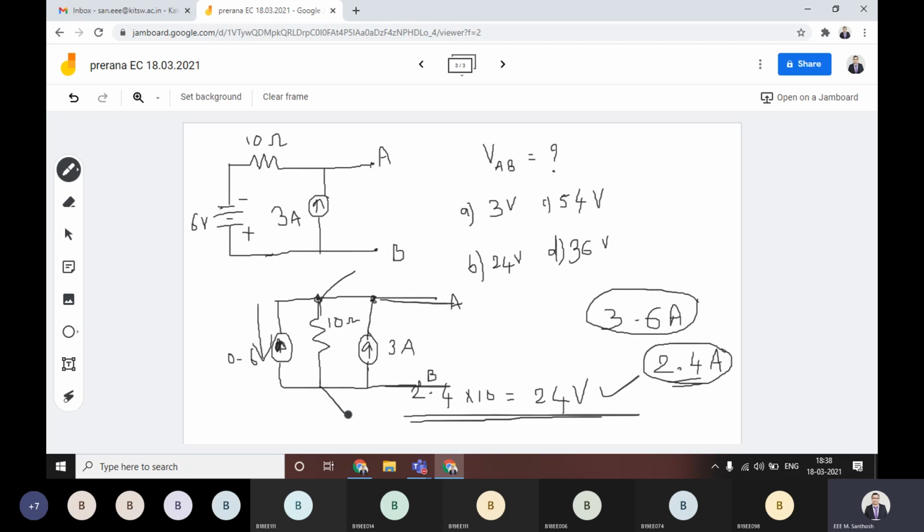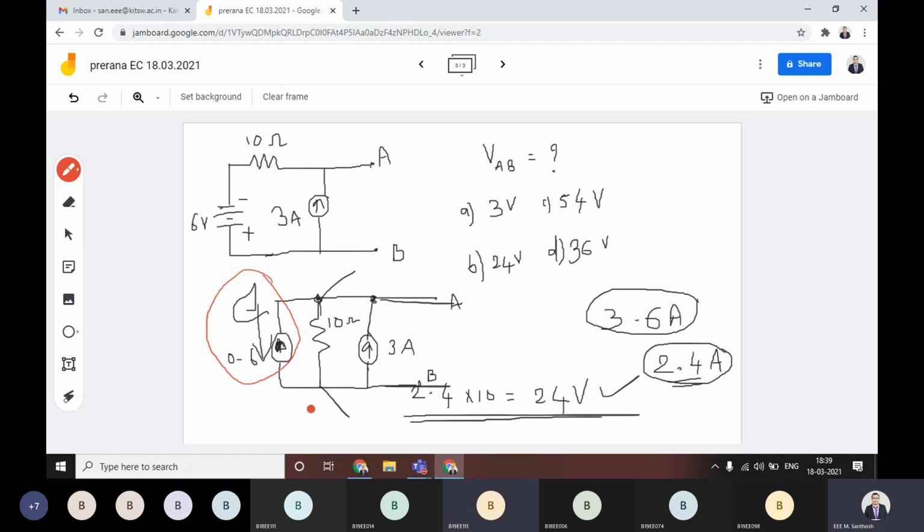That's what you have to remember when you are making mistakes while converting by source transformation from voltage source and resistor to current source and parallel resistor. This current direction is always important. For that reason, I have given you this problem. Somebody did the mistake also.